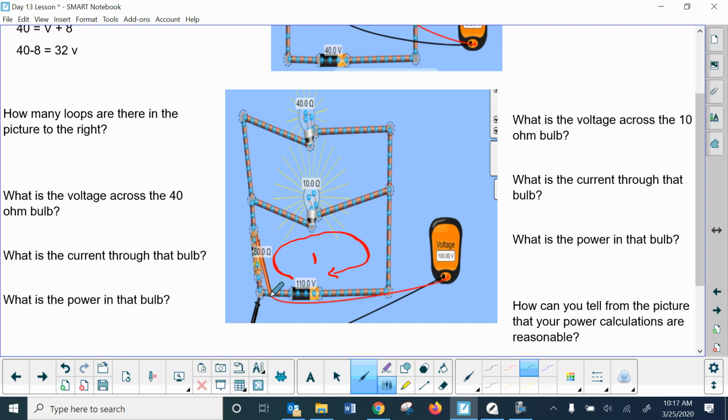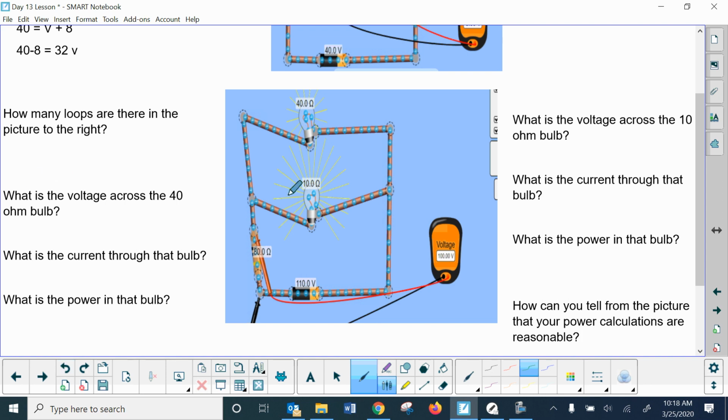And then I could do a second loop. It goes through the 80, and it goes this other path, so across the 40, and then all the way back. And I would call that loop 2. So there's 2 loops in each one of those. The next thing, just erasing some of that work so you can see a little bit better.